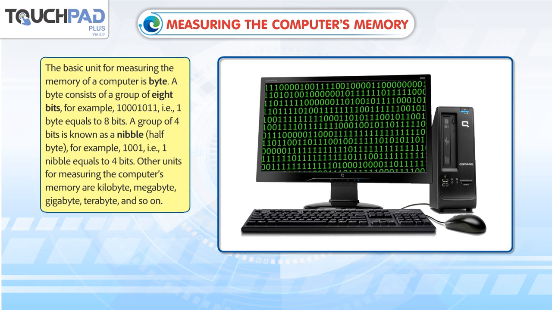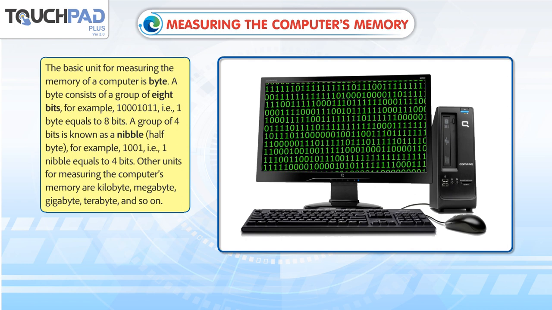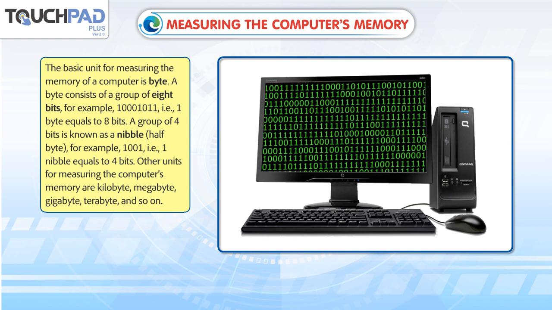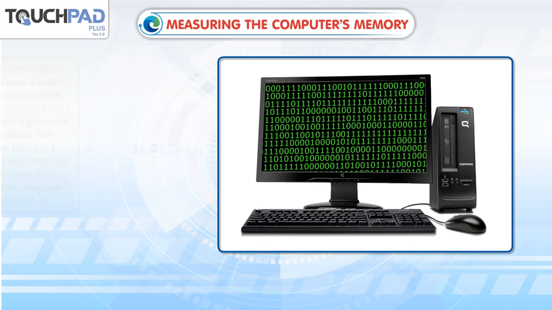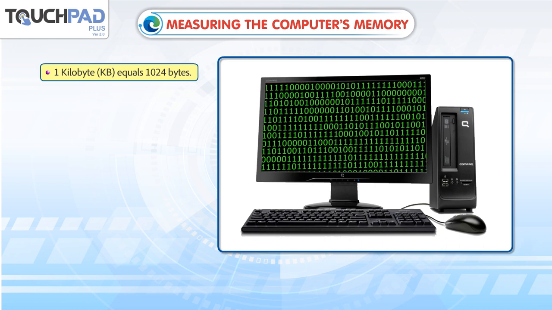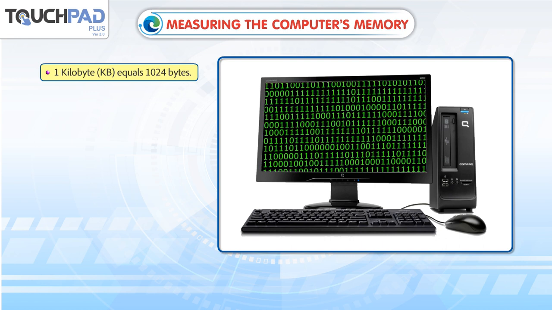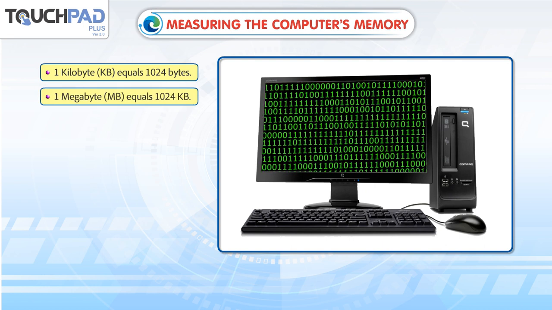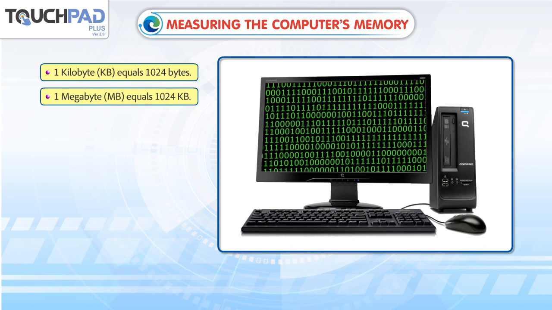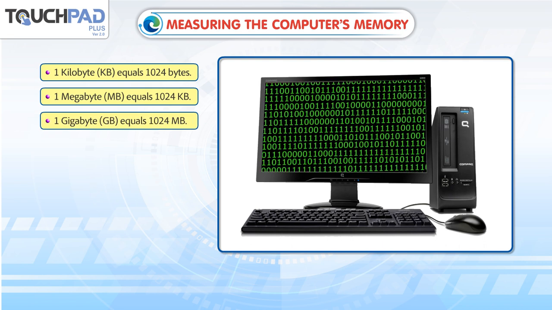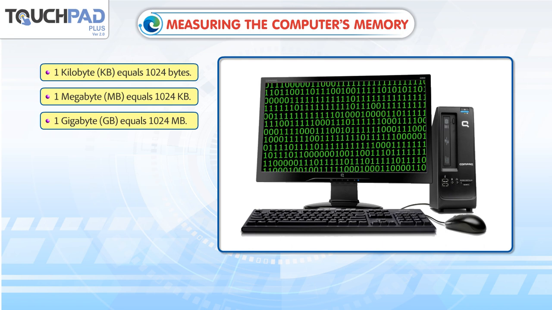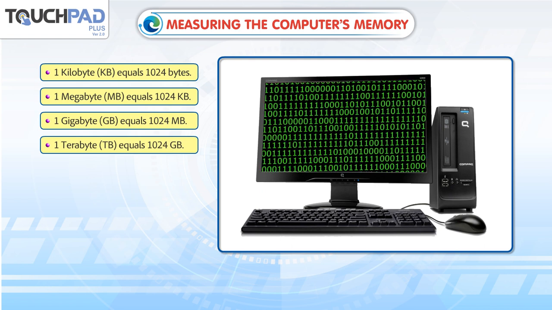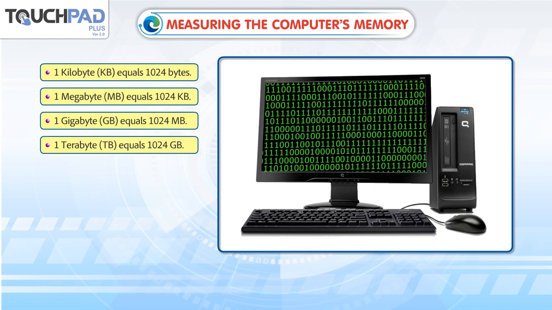Other units for measuring the computer's memory are kilobyte, megabyte, gigabyte, terabyte, and so on. 1 kilobyte KB equals 1024 bytes. 1 megabyte MB equals 1024 KB. 1 gigabyte GB equals 1024 MB. 1 terabyte TB equals 1024 GB.